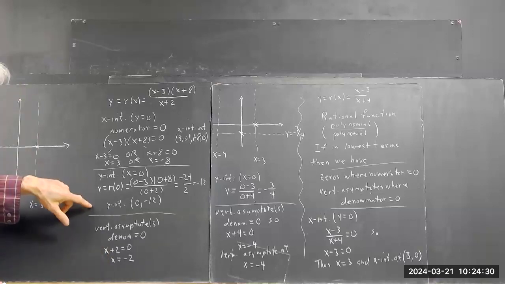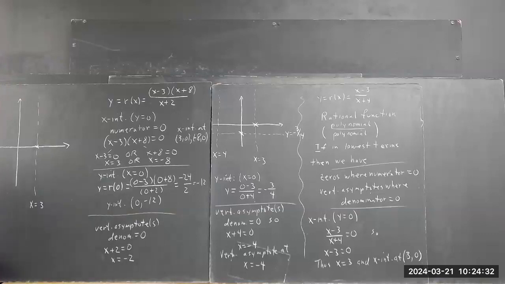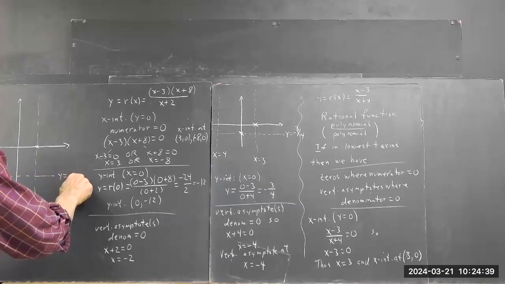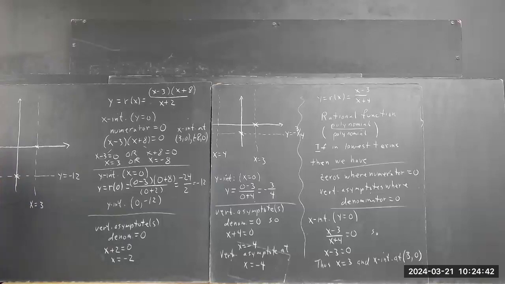We have a vertical asymptote. Sorry, let's do the y-intercept. The y-intercept is at 0, negative 12. So we'll arbitrarily put y equals negative 12 here. So this gives us 3 points on the graph. Now the asymptote doesn't give us a point. Let's just see what the asymptote does. X equals negative 2 would be about there. My scale isn't great, but there it is.